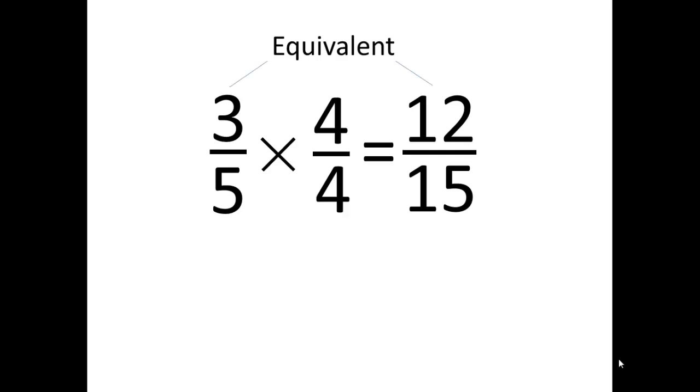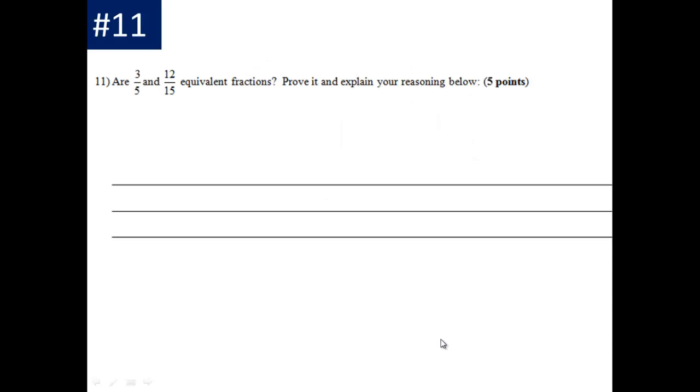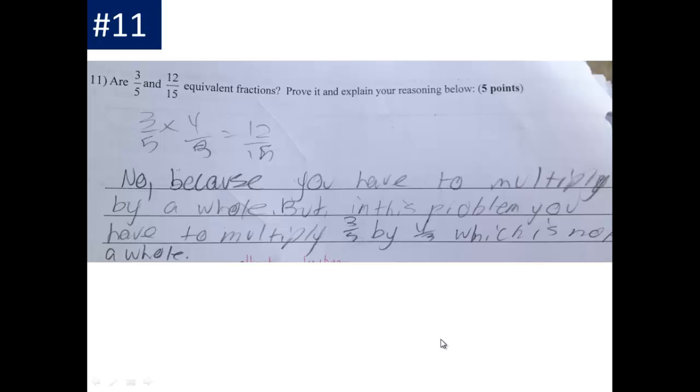Are these two fractions equivalent, 3/5 and 12/15? The answer is yes, they are, because they are multiplied by a whole. And one whole, in this case, comes in the form 4 over 4, which is equal to one whole. So two fractions are equivalent if you can multiply them by one whole. So you'll see one Kipster's response to this actually uses that explanation. So let's check it out.